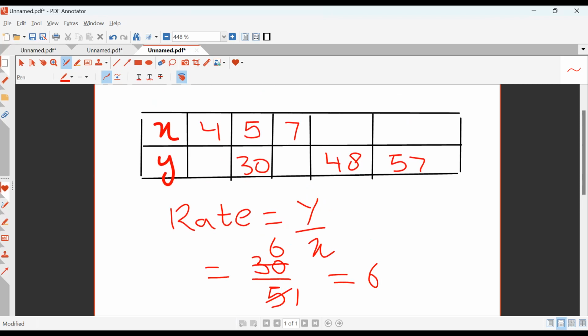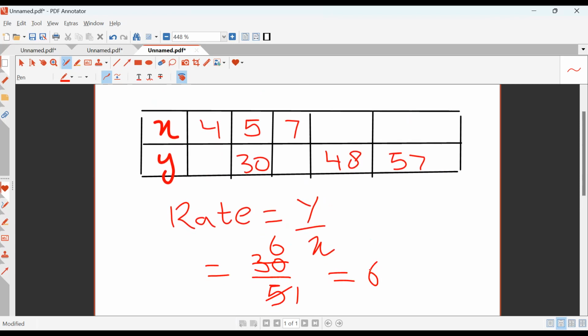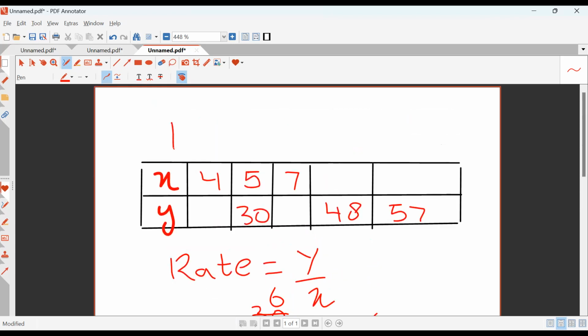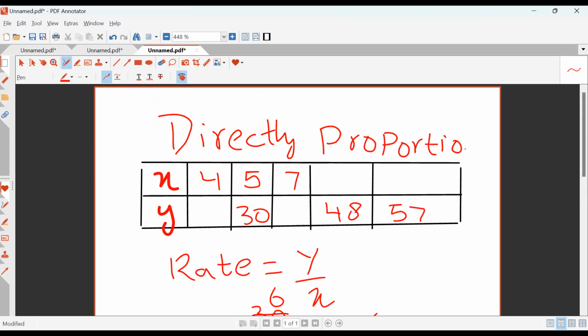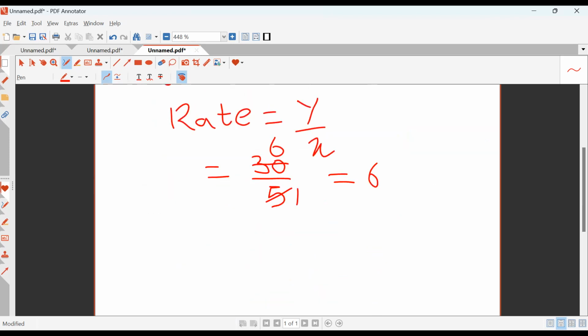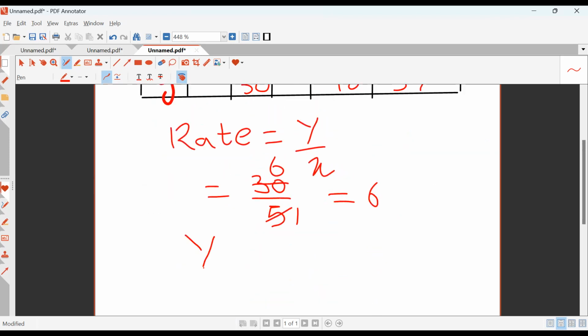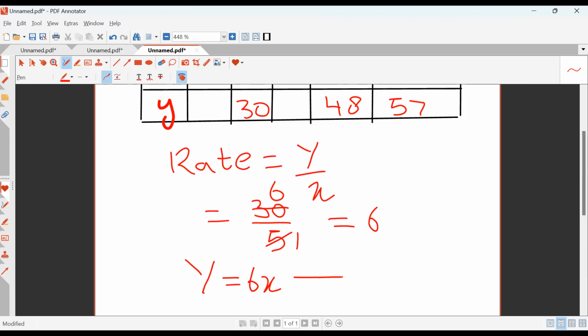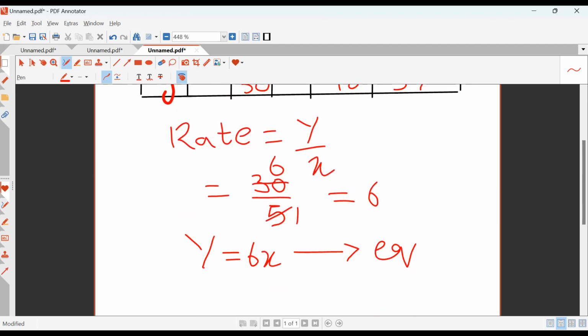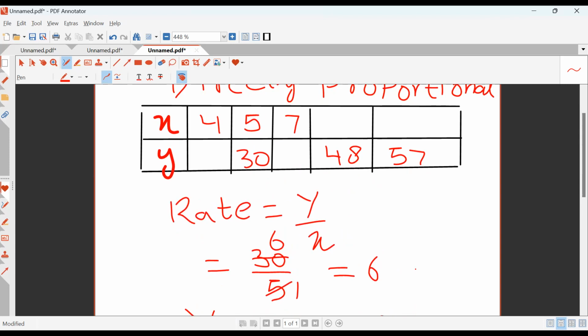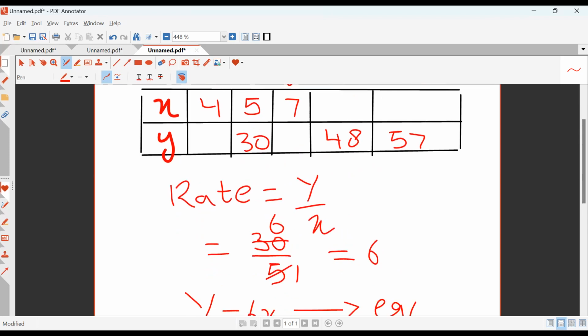As I can see over here, this is a question relating to direct proportion. It is specified in the question that y is directly proportional to x, which means that when x increases, y also increases. So I'll say y equals 6x. This is my equation. Now I can find the values of y and x. I can complete the table.